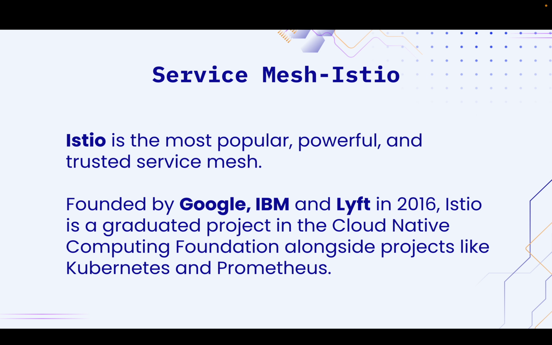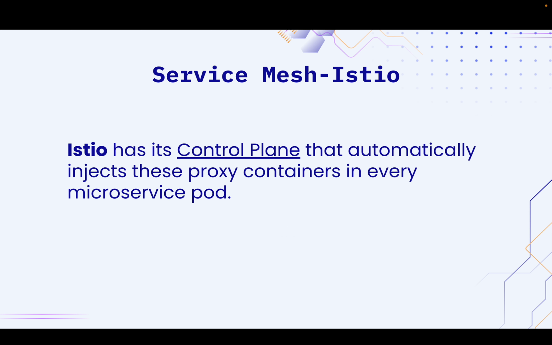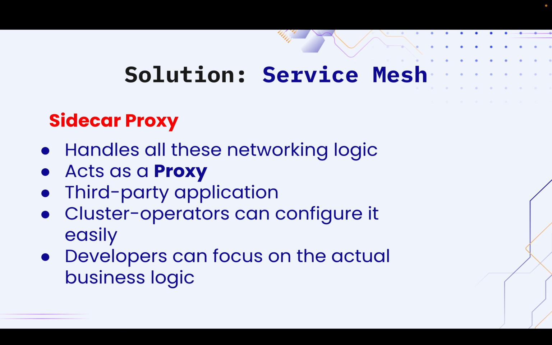One of the implementations of service mesh is Istio. This is an open source, very powerful, and the most popular service mesh solution. It was founded by Google, IBM, and Lyft in 2016, and it is a graduated project in the Cloud Native Computing Foundation alongside projects like Kubernetes and Prometheus. Now, Istio has its own control plane, just like the Kubernetes control plane, and that automatically injects these proxy containers into every microservice pod.